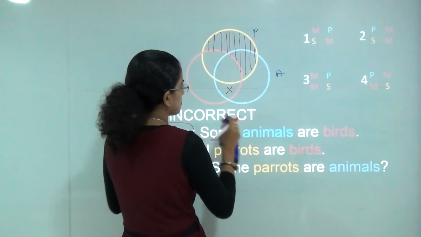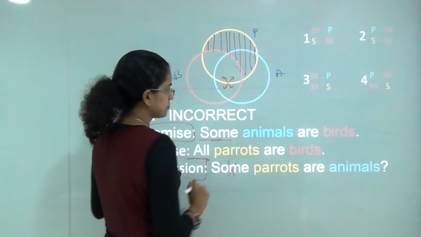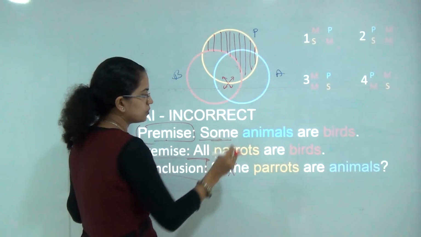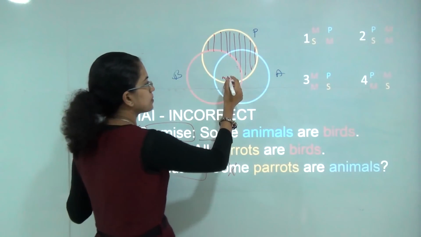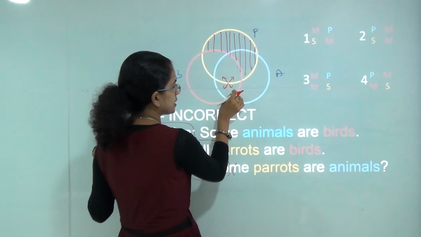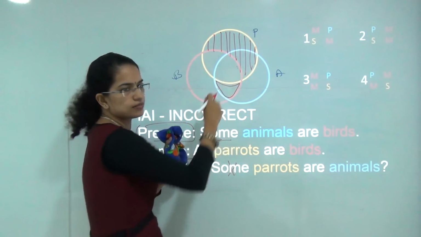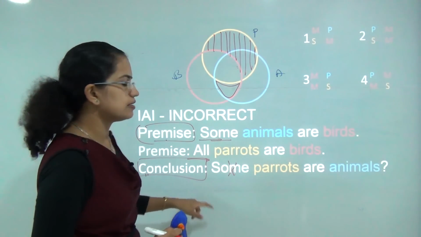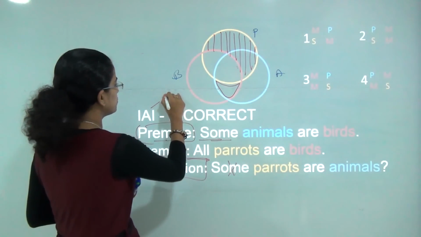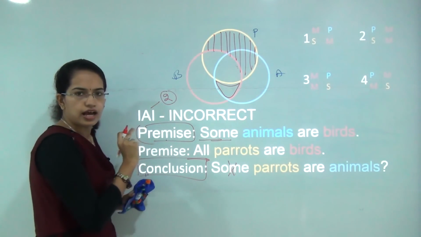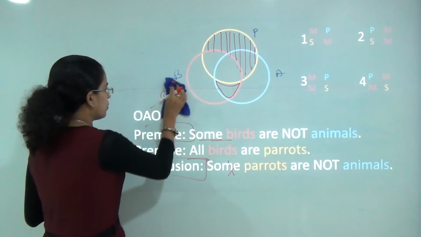So when there is a premise which says it can be this region or this region, and based on that I am trying to say in particular that some parrots are animals would be true, then it cannot be true, because this some can lie in this region, and once they are lying in this region it becomes null. So this conclusion becomes incorrect. So that is an incorrect case, and case 2 of IAI problems. The next is OAO.